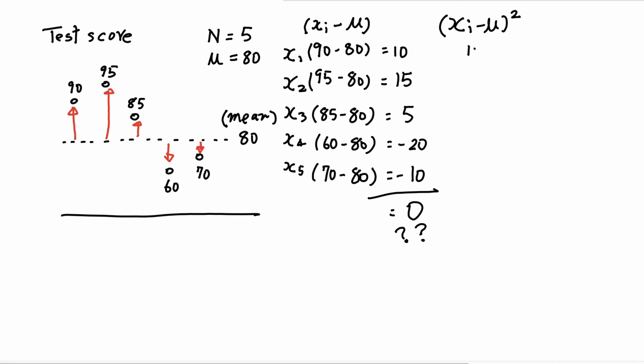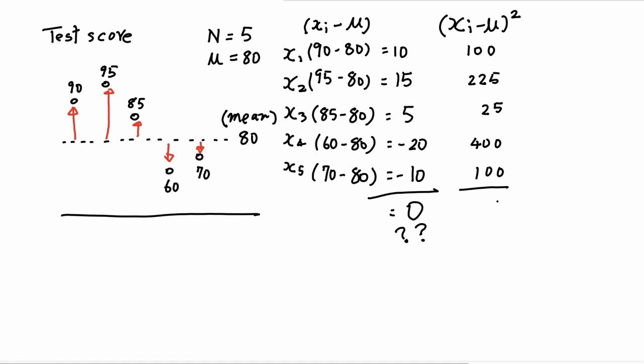So we have 10 squared is 100, 15 squared is 225, 5 squared is 25, negative 20 squared is 400, negative 10 squared is 100. Okay, we got rid of all the negative signs.